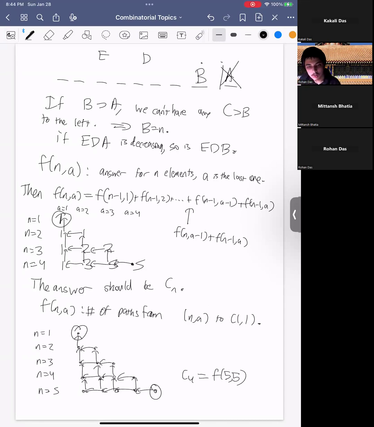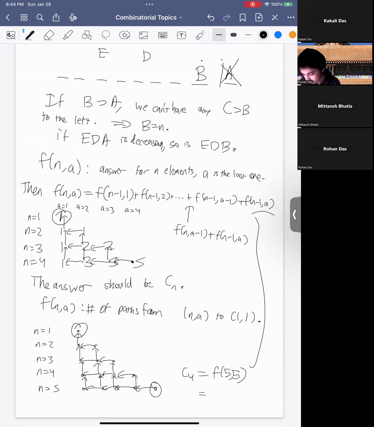We care about the sum of f of 4, a. But now we can think back to this property, which tells us that f of 5, 5 is equal to f of 4, 0, plus f of 4, 1, plus f of 4, 2, plus f of 4, 3, plus f of 4, 4, which is just the total number of desired permutations on 4 elements. So the answer is Cn equals 2n choose n times 1 over n plus 1, as desired.